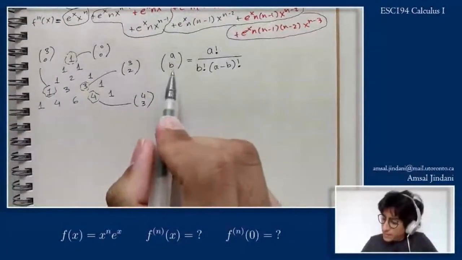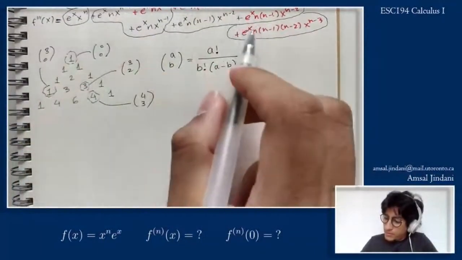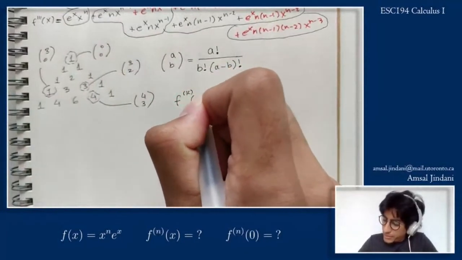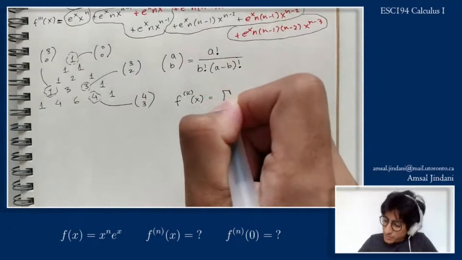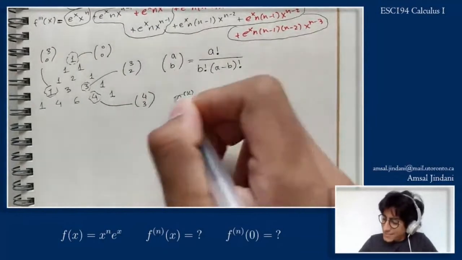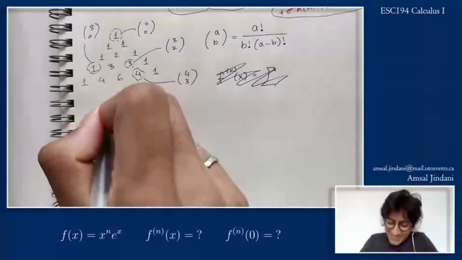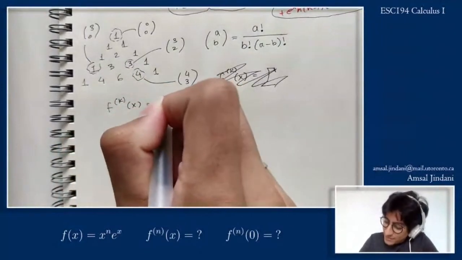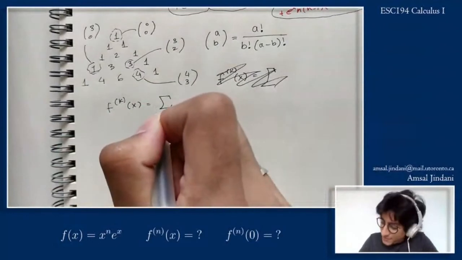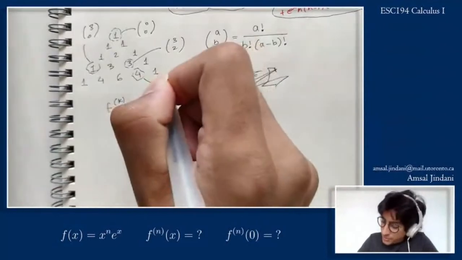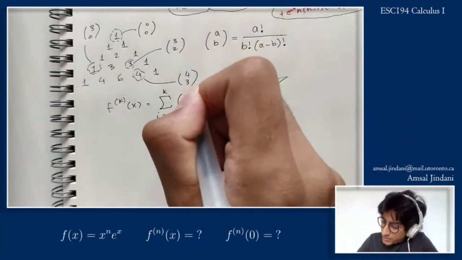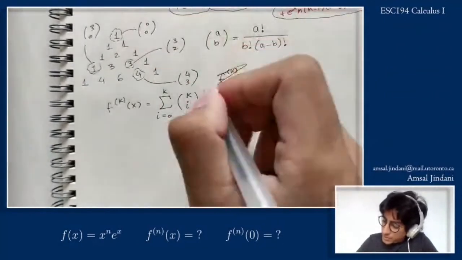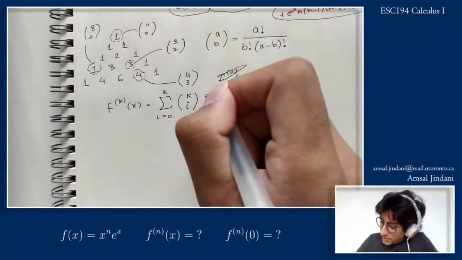Okay, now since I have this and I know how the coefficients of these derivatives play out, I can write the kth derivative of this expression using the big sigma notation. We're going to go from i equals 0 to k. The coefficient is going to be k choose i. And then we have e to the x in every expression, so e to the x.